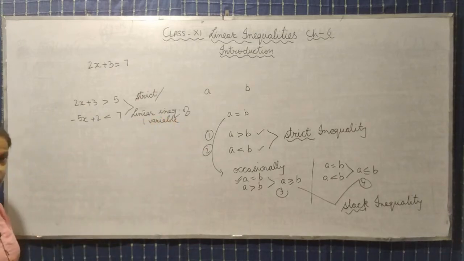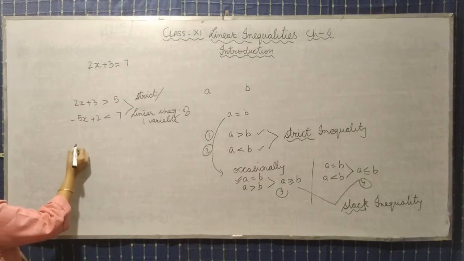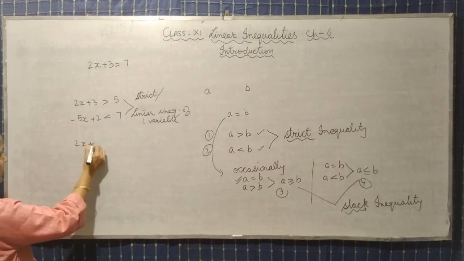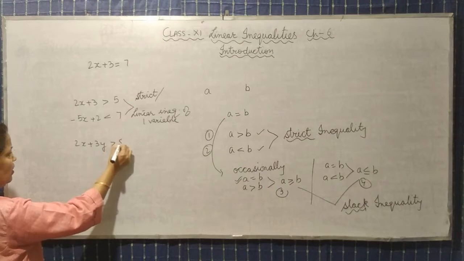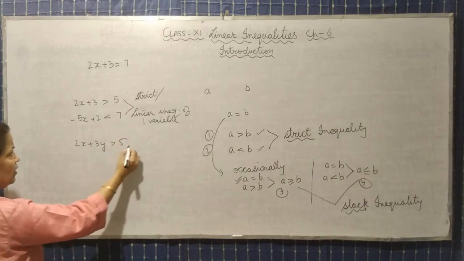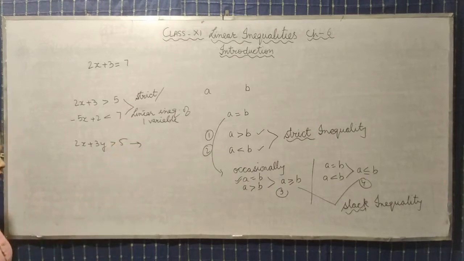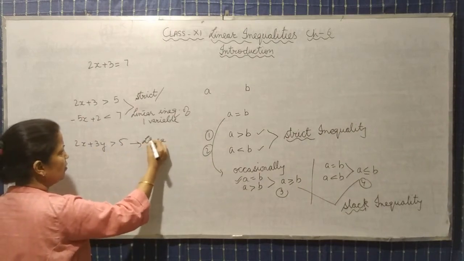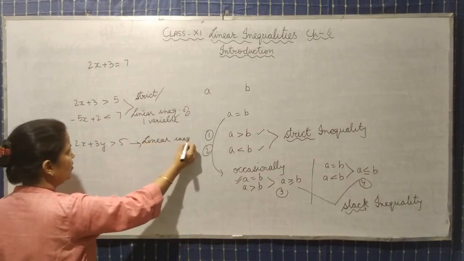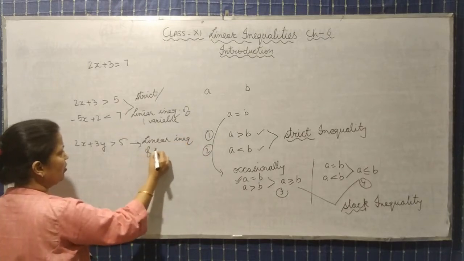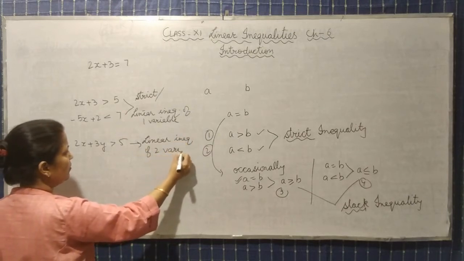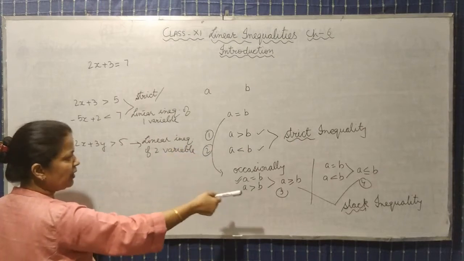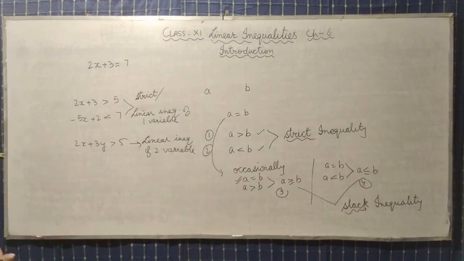Okay. Now take any other example. Suppose that this is the inequality. It can be anyone. So this type of inequality is linear inequality of two variables. It can be strict or slack inequality.